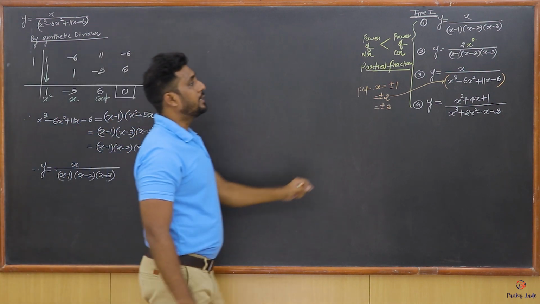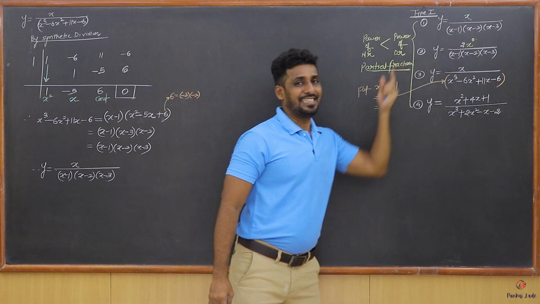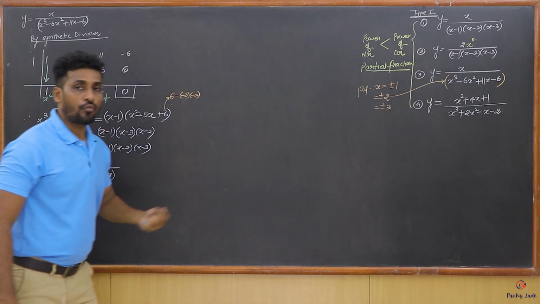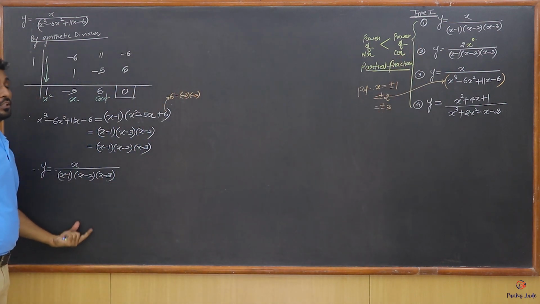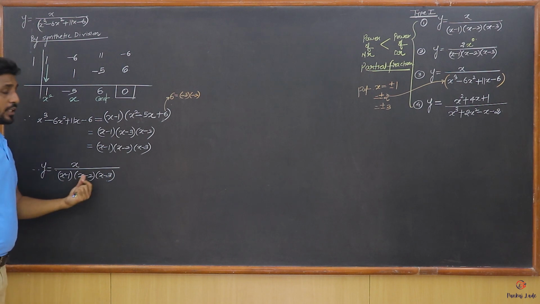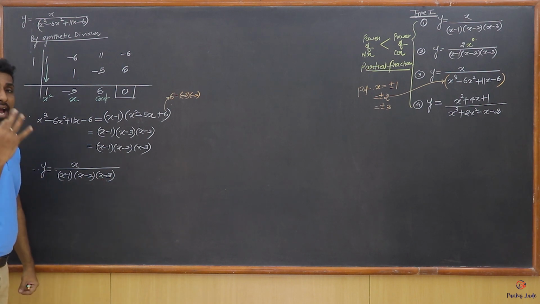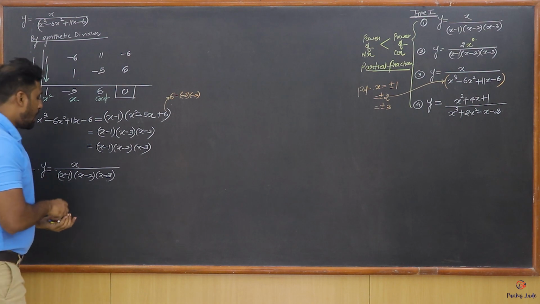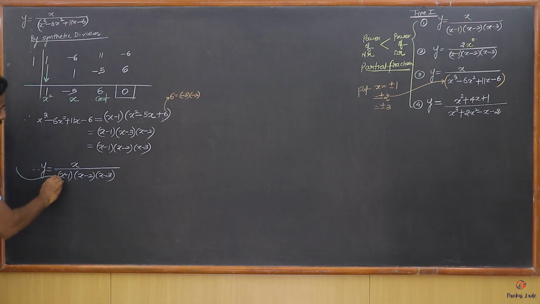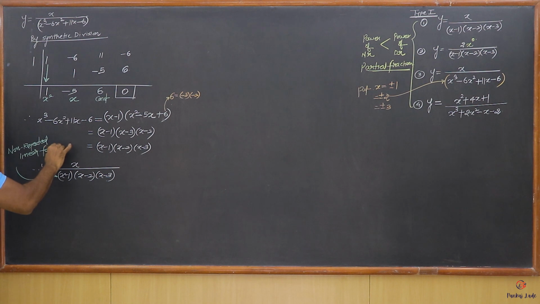So it is now exactly same as the very first question, isn't it? So the solution for first question is going to be same from here onwards. So now students, you have x minus 1, x minus 2, x minus 3. There are three factors and these factors are non-repeated linear, because power of x is 1 everywhere. So these are non-repeated linear factors.